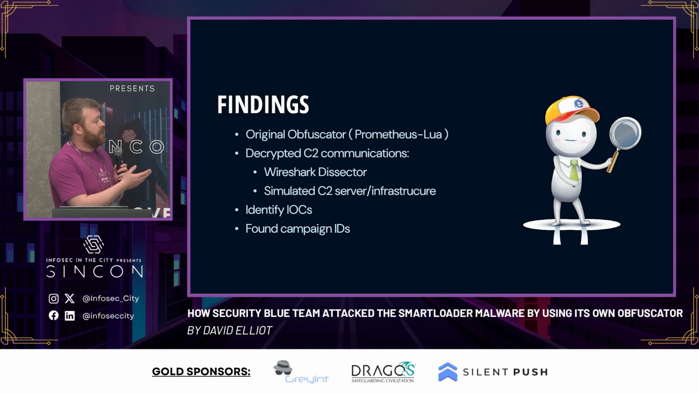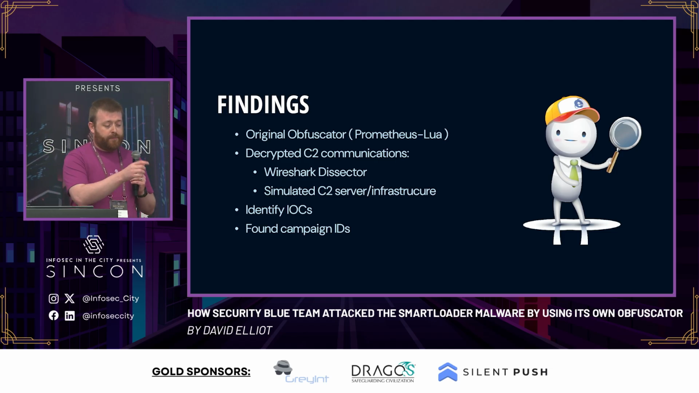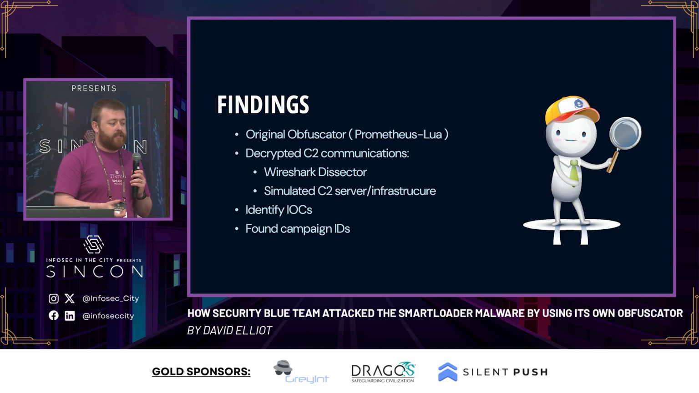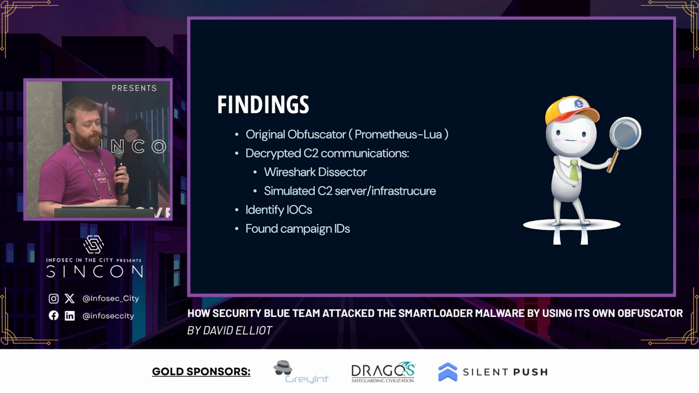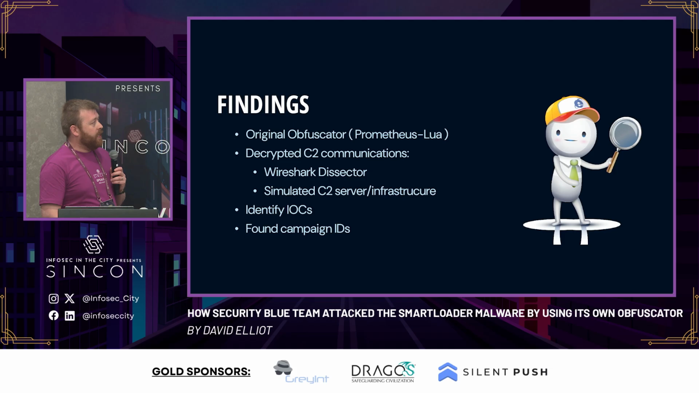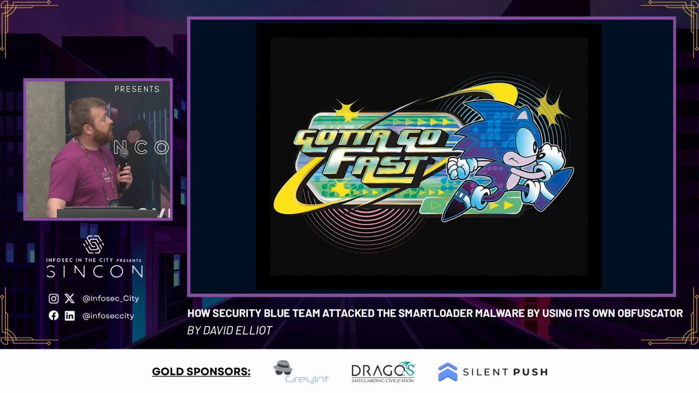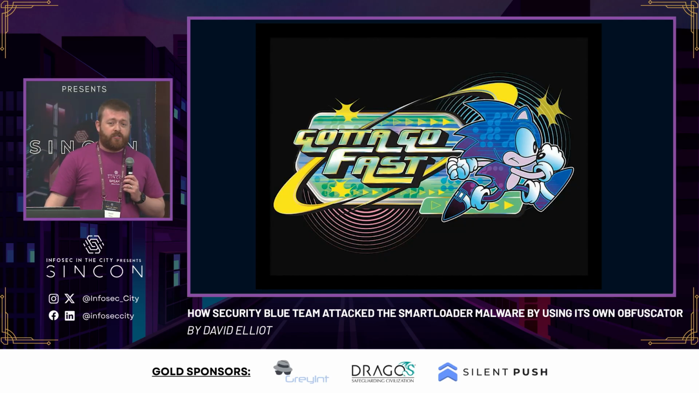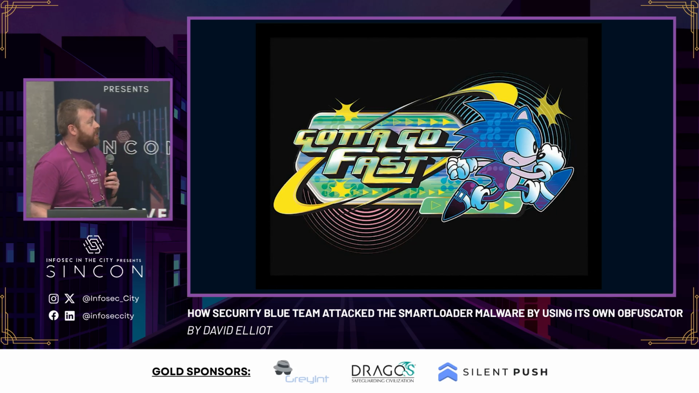is the campaign ID. And this is added on to different actions that it takes on the system, such as the scheduled tasks or any caches of C2 commands held on the system. So we can use this campaign ID and the IOCs to track it across the system. So that was all very good, and it took about a week of reverse engineering to get to that point.